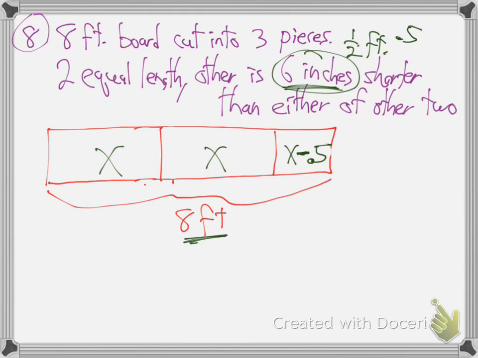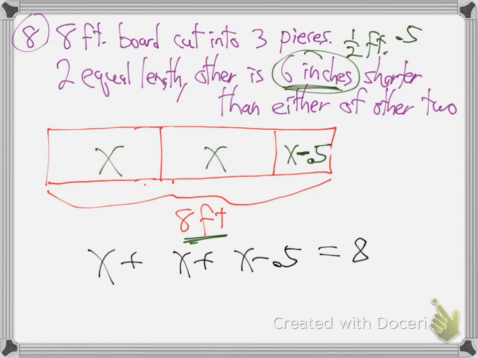Yeah, that's it. And now what? So that's a nice setup. Now what do we do to write an equation? Yeah, they all add up, huh? X plus x plus x minus 0.5 equals 8. They have to add up to the total of 8. Is that good?